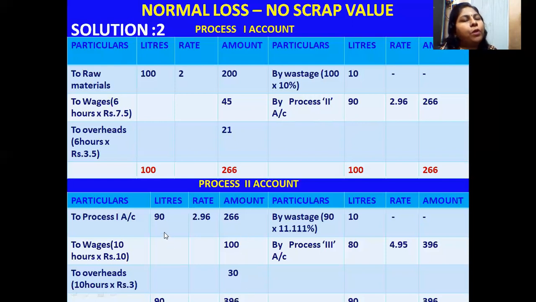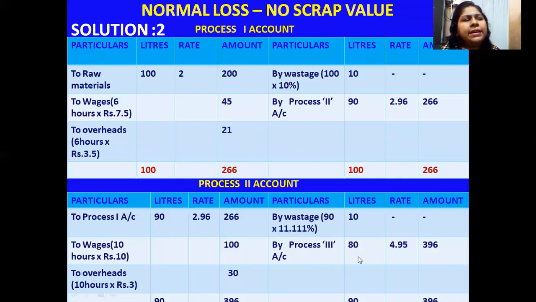Then what is the input for process 2? 90. Out of 90, 11.111 percentage is the wastage. So what is the wastage I'm getting? 9.999 you will get. So I rounded it off to 10. So 10 liters is the wastage. Out of 90, 10 liters is the wastage means what is the output for this process? 80. This output will transfer to the next process 3. That's why we mentioned by process 3 account.